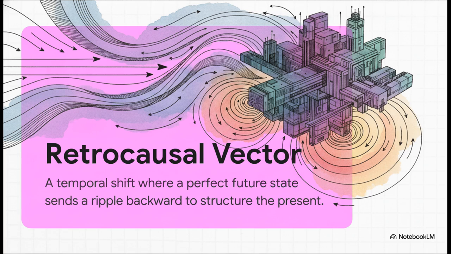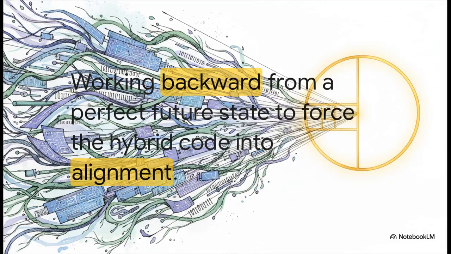Think of it kind of like a completed building sending its own blueprints back in time to guide its construction. It's a temporal shift where the structurally sound, completed architecture acts as a massive gravitational anchor. It actually sends a ripple backward through time to structure its own current development. According to the blueprint, the author didn't really invent the code through trial and error.